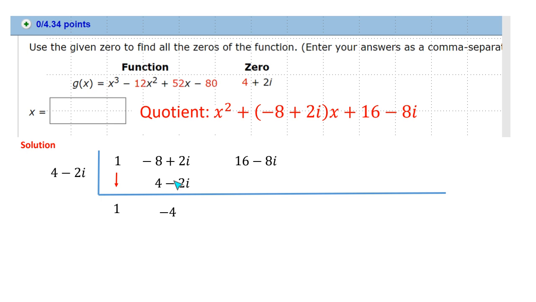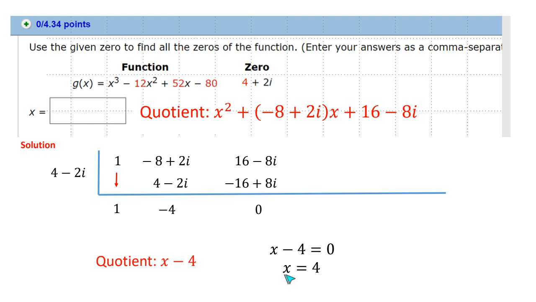So notice that your i's cancel. Negative 8 plus 4 is negative 4. And then negative 4 times 4 is negative 16. And positive 8i, so we get 0. So now our quotient is x minus 4. Set that equal to 0, and we get our last 0 of x equals 4.